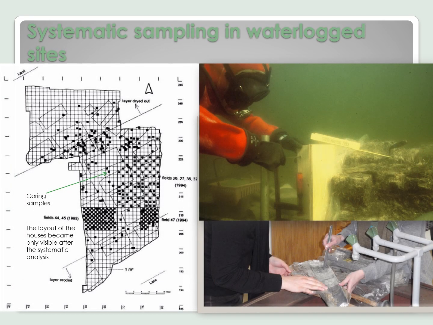In waterlogged sites, archaeobotanical samples are usually taken as sediment cores. The black dots on the picture to the left on the plan of the Neolithic lakeside settlement of Arbon-Bleiche indicate the coring locations. At the beginning of the investigation, almost no structures and also no layout of houses was visible, and became only recognizable after the systematic analysis of the archaeobotanical samples.